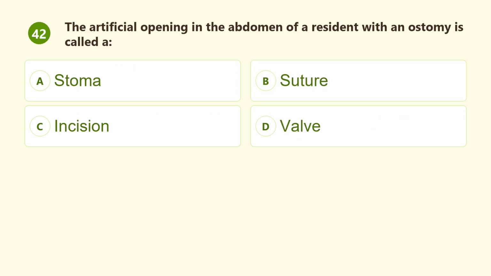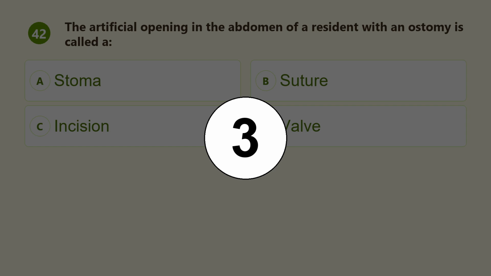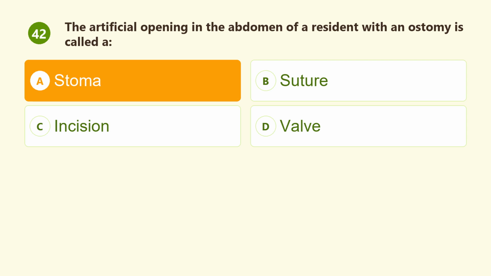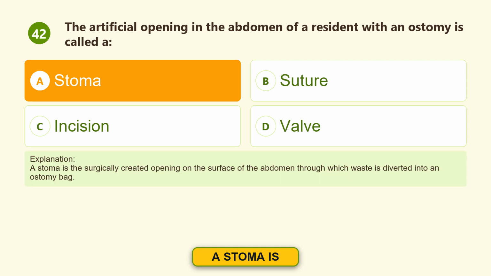Question 42. The artificial opening in the abdomen of a resident with an ostomy is called a. Option A. Stoma. Option B. Suture. Option C. Incision. Option D. Valve. The correct answer is option A, stoma. A stoma is the surgically created opening on the surface of the abdomen through which waste is diverted into an ostomy bag.